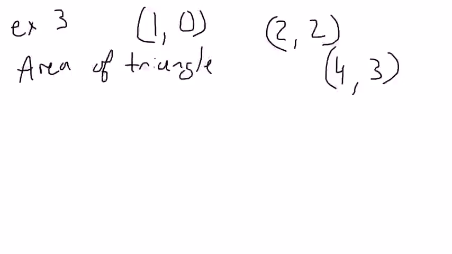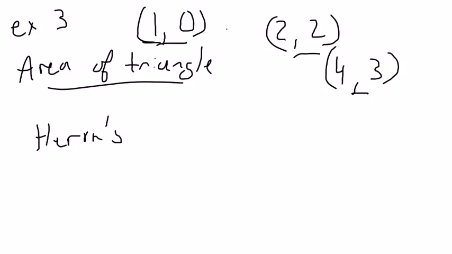So class, here's example 3. We're going to find the area of a triangle when given 3 points. Now just a little history. In this class we've done area of a triangle when we've been given 3 points or 3 sides or something. We've used Heron's formula. Okay, that was where we took the sides and we had a formula for that.